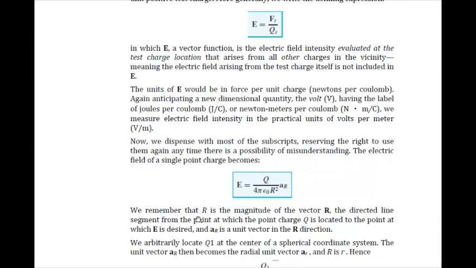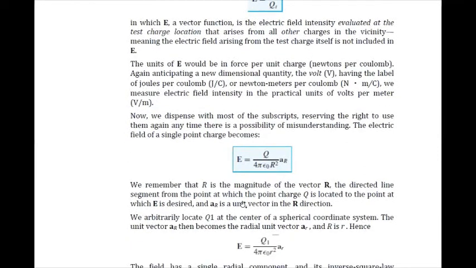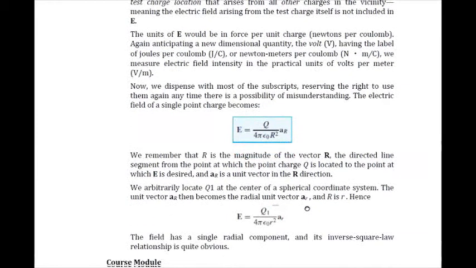Okay, now we remember that R is the magnitude of the vector. Okay, this one, magnitude of the vector R. Then, directed line segment from the point at which the point charge Q is located to the point at which E is desired, and aR is the unit vector in the R direction. Okay.